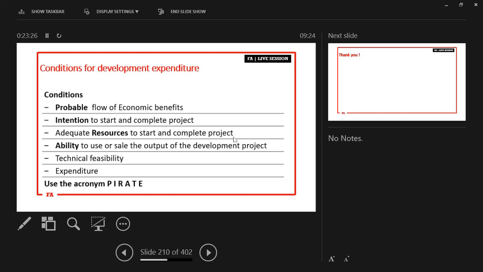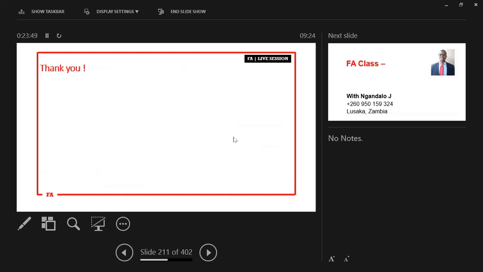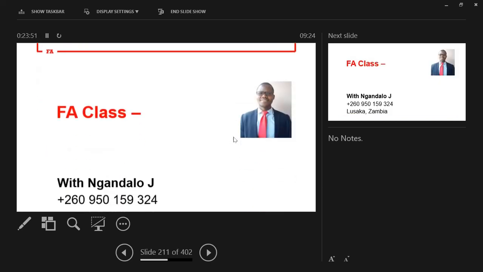If you're going to come up with a drug, you need someone who has done medicine. You understand? To help you to do that. Otherwise, it's illegal for you to start doing that on your own. Okay, so if those criteria are there, then definitely you're going to have your development expenditure.